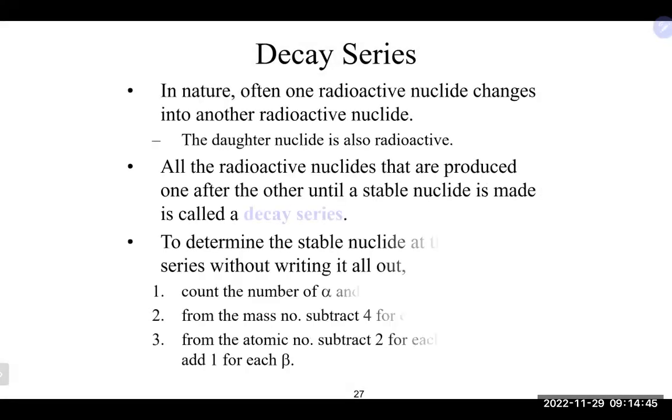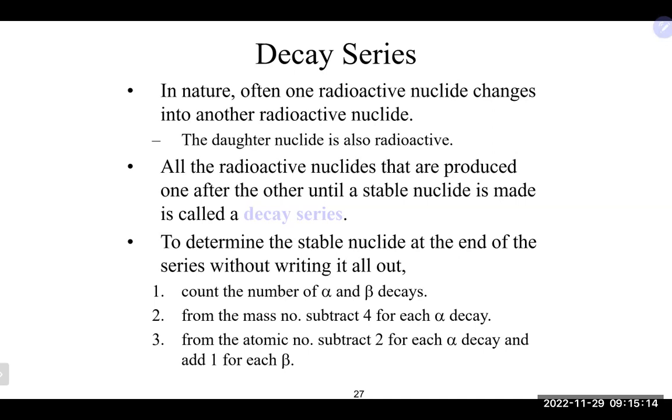Now let's talk a little bit about decay series. A decay series is basically one radioactive nuclei changing into another. And again, the parent is the starting one, the daughter is the one that comes after that. And a series is basically this process that continues until a stable nuclei has been reached. And that's what is referred to as a decay series.